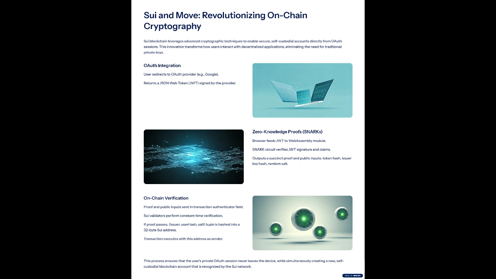Crucially, the circuit outputs only a succinct proof, plus a few 80-byte public inputs: a hash of the token, the issuer's key hash, and a random salt the user chooses. Those inputs, together with the proof, travel inside the transaction's authenticator field.